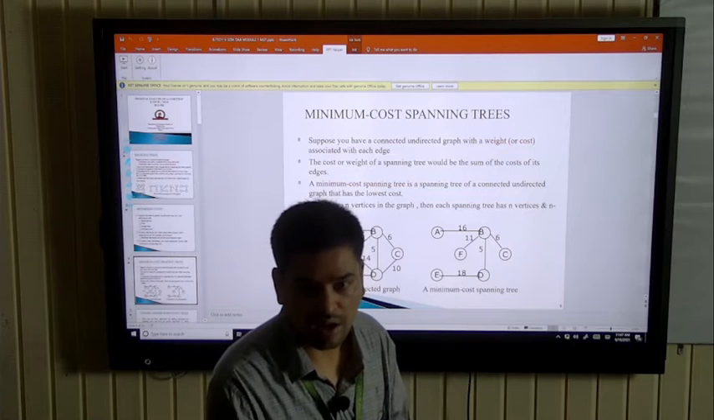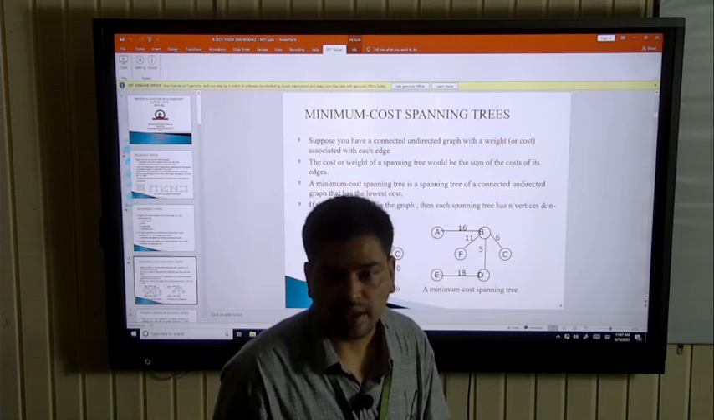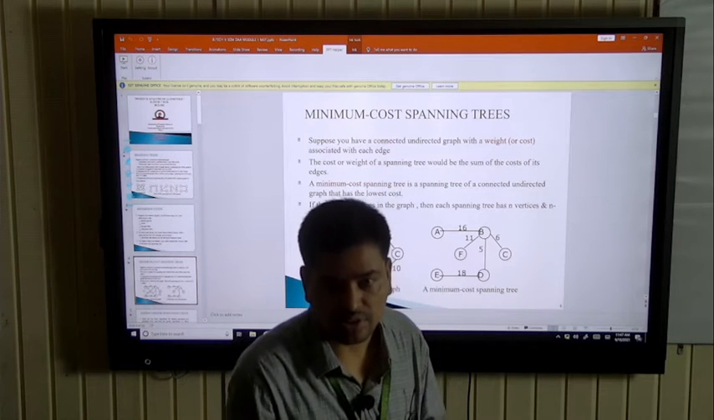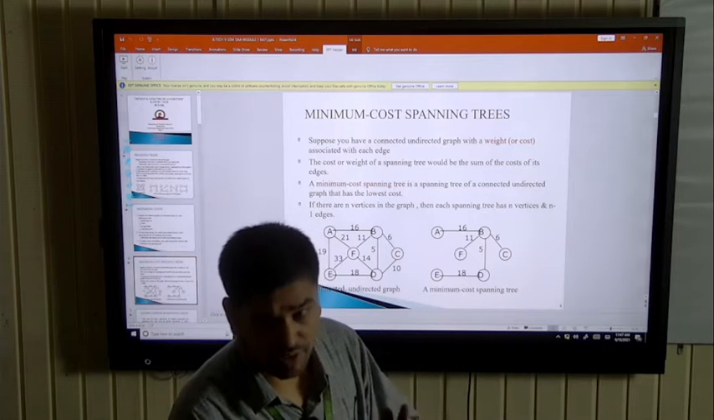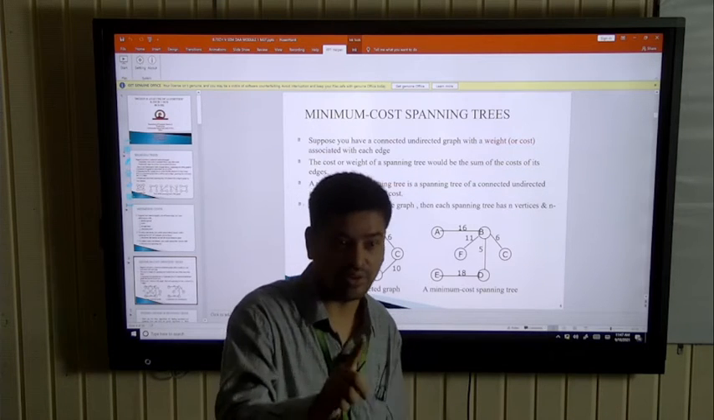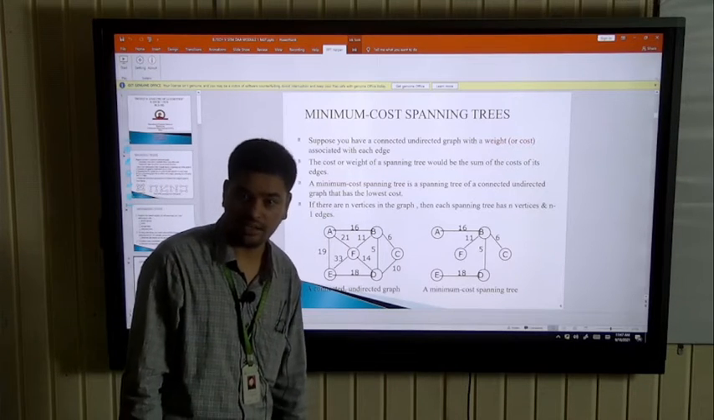I gave you one formula. How many edges are in a spanning tree? The formula is n minus 1. Now the question is, how do we calculate the number of spanning trees from a graph? Is there any formula? This is your task. Is it clear? This is your question. Clear?